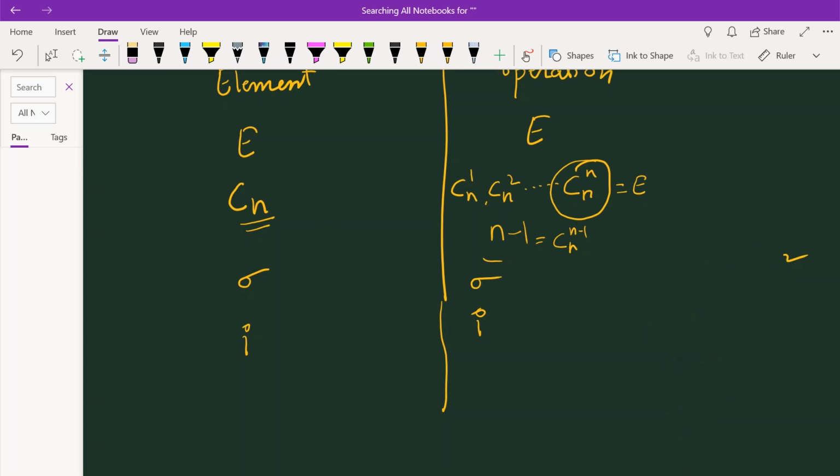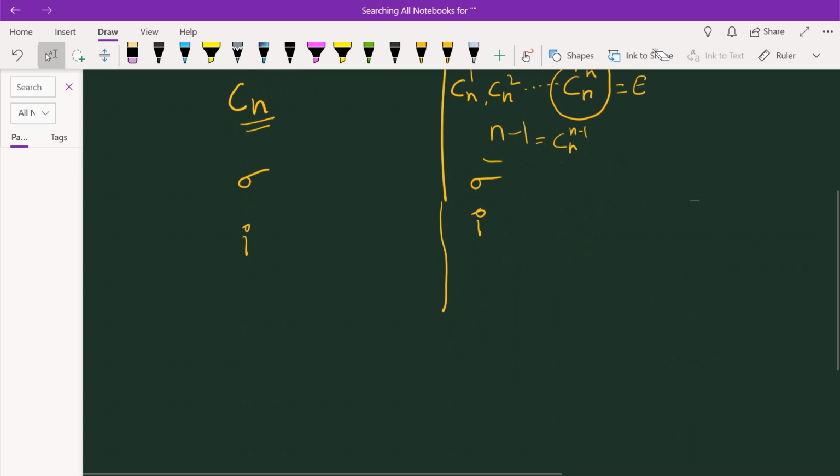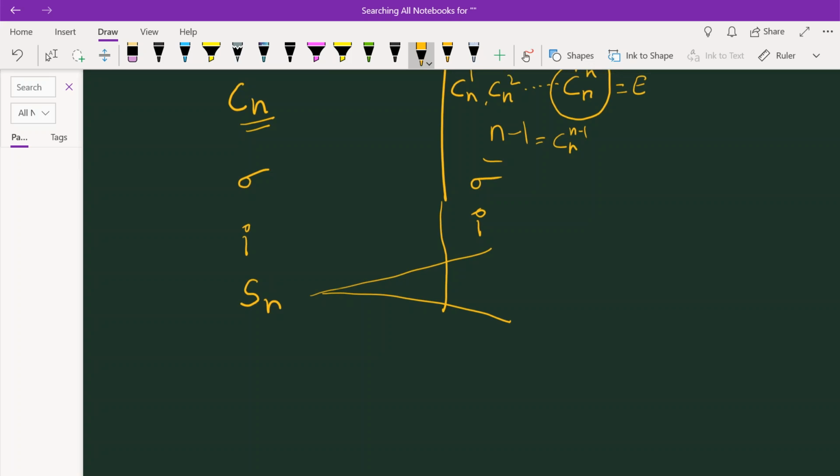Now the next element of symmetry is Sn, the improper axis of rotation. The improper axis of rotation is divided into two parts: for even n it is different and for odd n it is different. We'll first see what is even and what is odd.